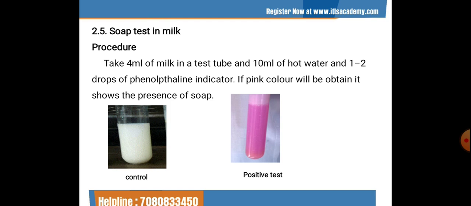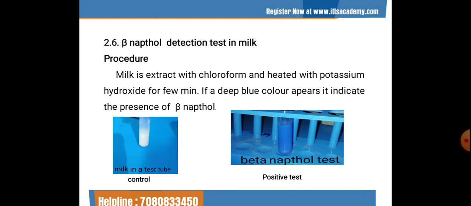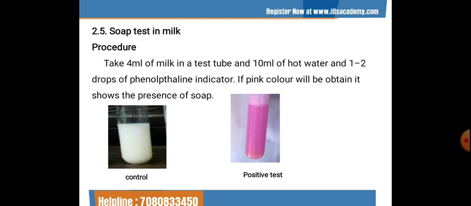Next is the soap test in milk. The procedure is to take 4 ml of milk in a test tube, add 10 ml of hot water and 1 to 2 drops of phenolphthalein indicator into it. If pink color is obtained, it shows the presence of soap. Here is the diagram for the presence of soap in the milk.